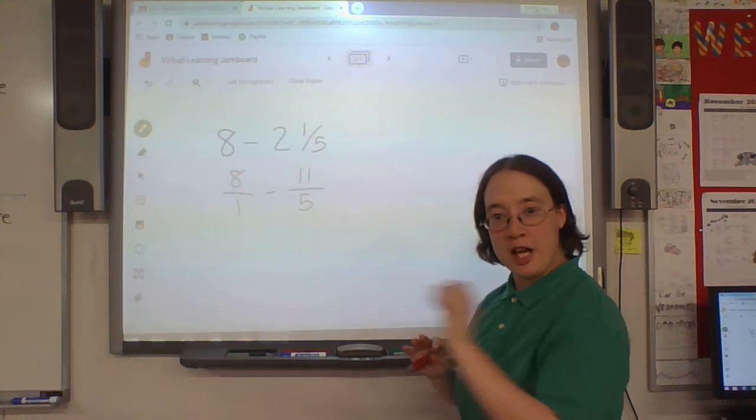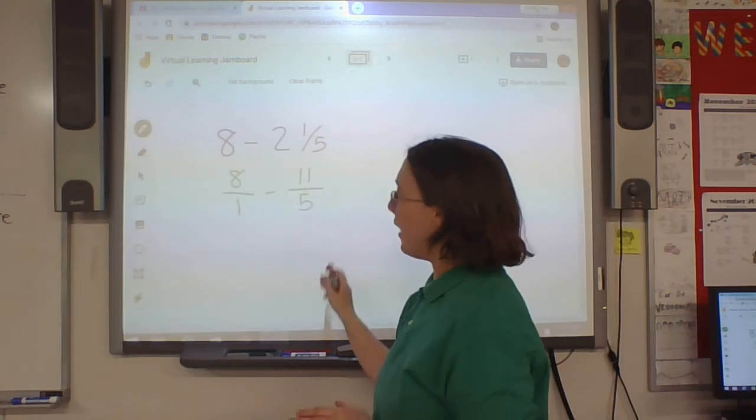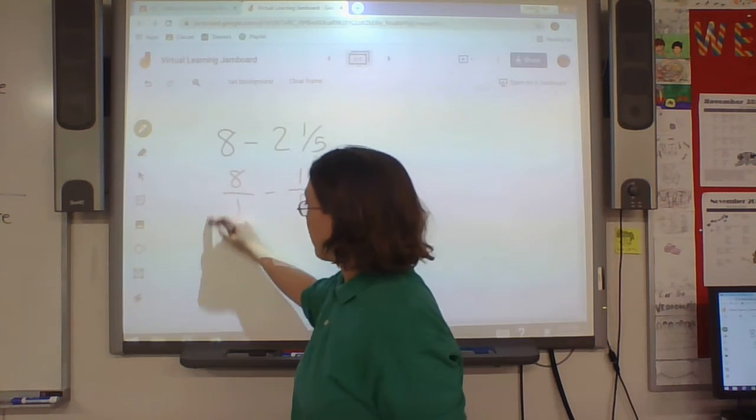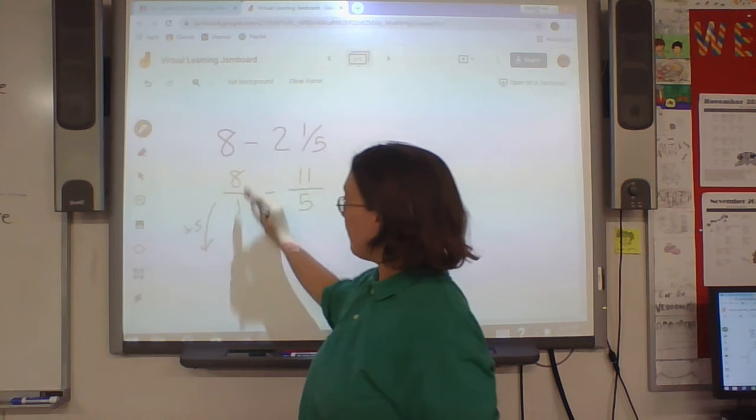Okay, and again, common denominator. A good common denominator for 1 and 5 is 5. So we're going to take this 1 times 5. 8 times 5 is 40.